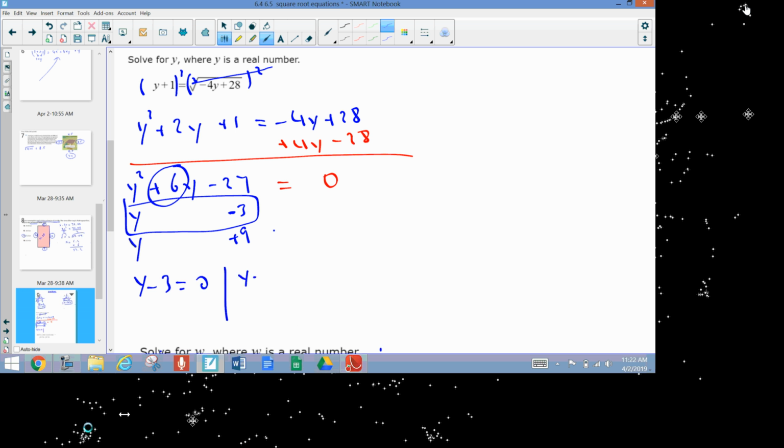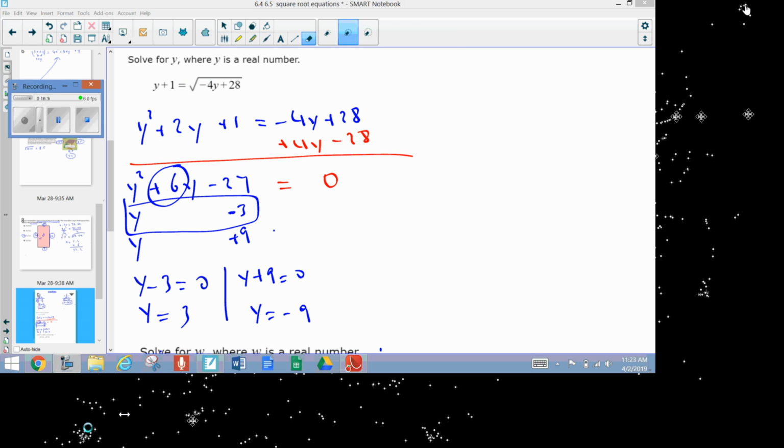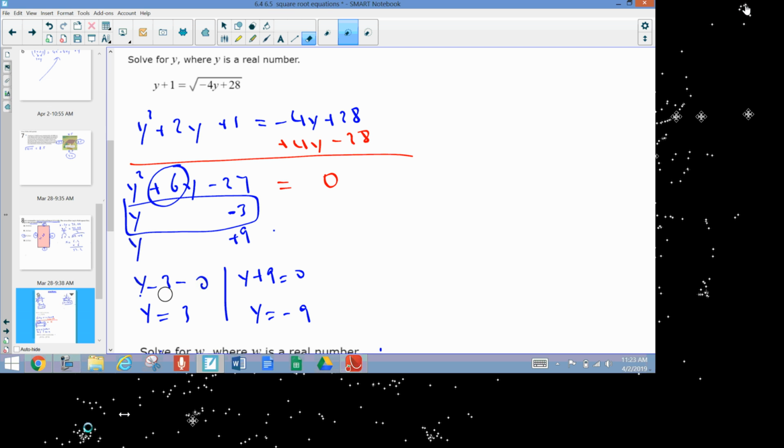Y minus 3 equals 0 and y plus 9 equals 0. Y is equal to 3. Y is equal to negative 9. And we're going to plug those back in. Is that going to work or not? We're going to plug in 3 now. 3 plus 1 equals 4. 3 times negative 4, negative 12. 28 minus 12 is equal to 16. Root 16 is equal to 4. This is right.